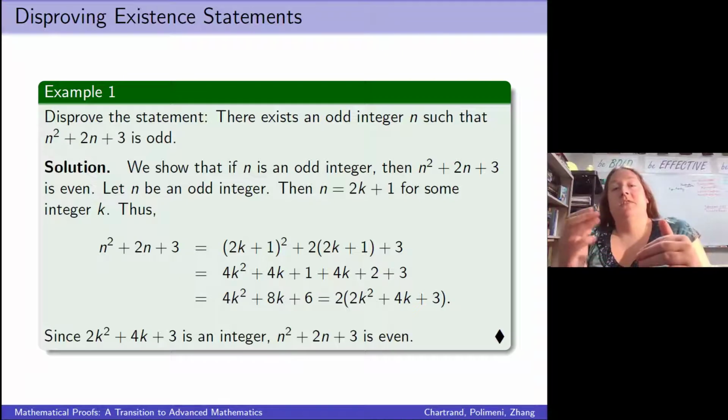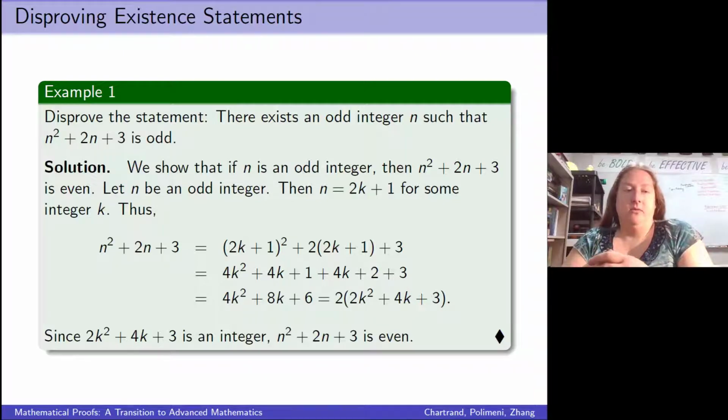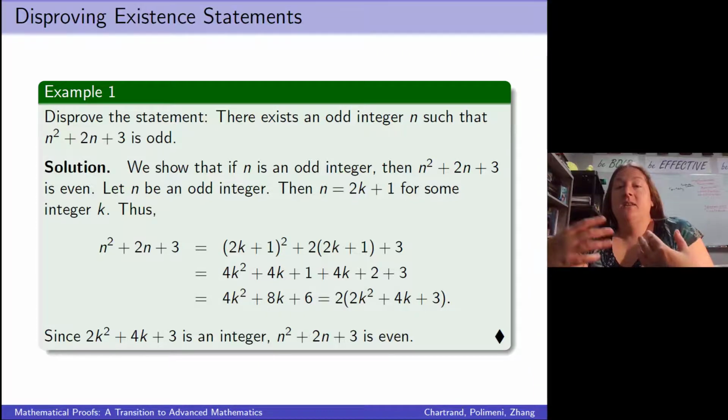So we're asked to disprove the statement, there exists an odd integer n such that n squared plus 2n plus 3 is odd. Now, whether or not we were told to disprove this, you might be in your head going, I don't know that I can do that. I don't know that there is an odd integer. And if you were trying to convince yourself that there actually is one, you might let n be a generic odd integer. And that's exactly what we're going to do to start our proof of the negation. So we have, if n is an odd integer, then n squared plus 2n plus 3 is even. That's what we want to prove.